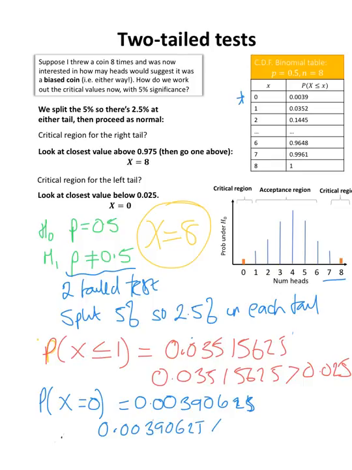So we now know that 0.00390625 is less than our significance level, 0.025. Testing at the 5% level, two-tail test, 2.5% in each tail. So therefore x equals 0 is our other critical value. It's the first value that falls below 0.025.